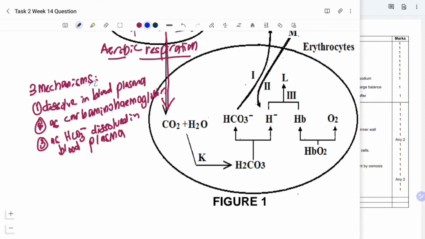So, ada 3 mechanisms macam mana CO2 being transported in the blood at tissue, iaitu first is by dissolving in the blood plasma, yang ini sebanyak 7%, and then the second mechanism is as carbaminohemoglobin, yang ni pula sebanyak 23%. The last mechanism yang paling banyak adalah as bicarbonate ion ataupun hydrogen carbonate ion dissolved in the blood plasma, yang ni sebanyak 70%. So in total there are 3 possible mechanisms, tapi dalam gambar ni hanya ditunjuk satu mekanisme sahaja, iaitu mekanisme yang ketiga ni.